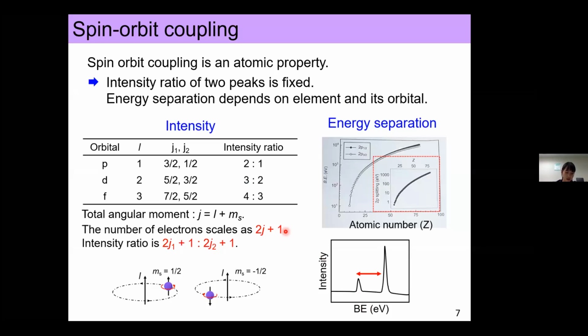Since spin-orbit coupling is an atomic property, the intensity ratio of the two peaks is strictly fixed. The intensity ratios for the peaks in each orbital are shown here. Furthermore, the energy separation between two peaks is also decided by the type of element. The dependence of energy separation, this one, on atomic number Z is shown here.